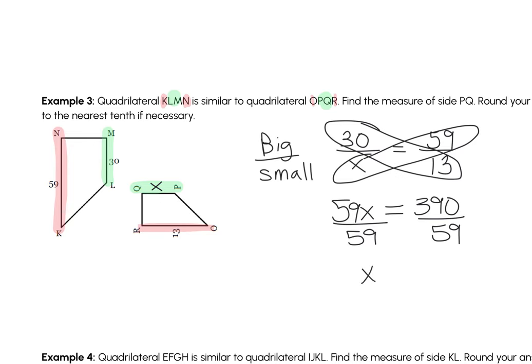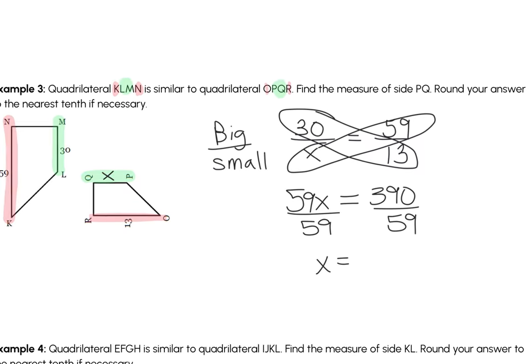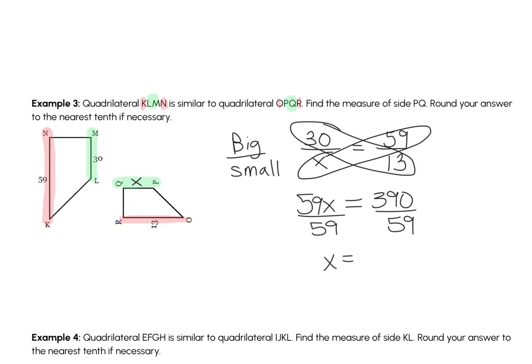And I do get a decimal, which is fine. I actually took this question right from Delta Math. And your Delta Math says to round if necessary. So this says round your answer to the nearest tenth if necessary. I see 6.61. So the tenth is only 1 decimal. So I would round this to 6.6.